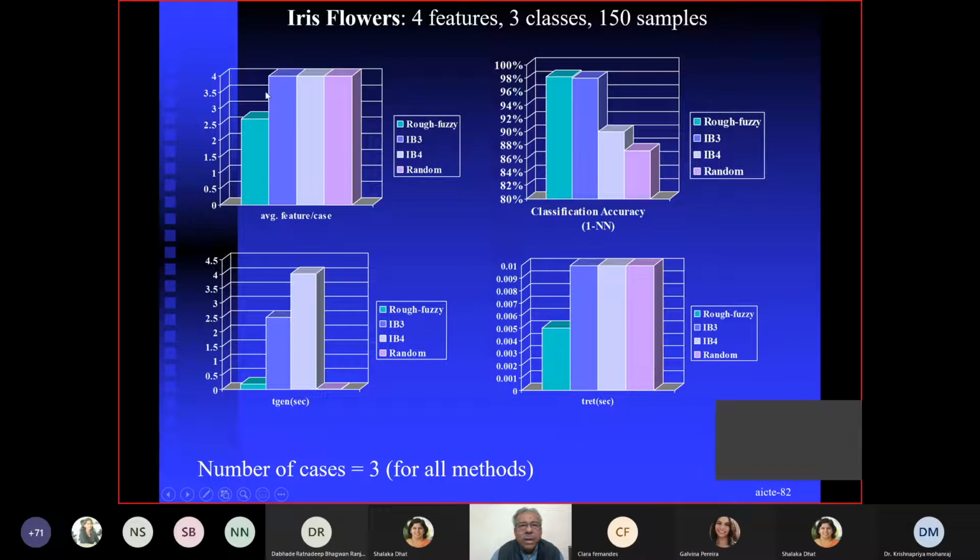IB3, IB4 — you need all 4 features: petal length, petal width, sepal length, and sepal width to store a flower. But here, for the proposed one, you need 2.5. So you can see that, as I mentioned, all the 4 dimensions, all the 4 features, are not required to store all the flowers.